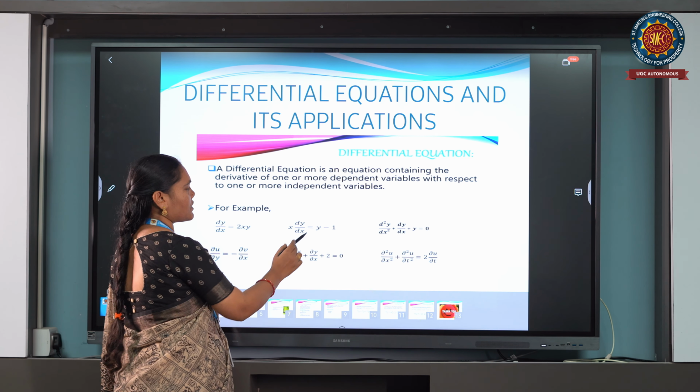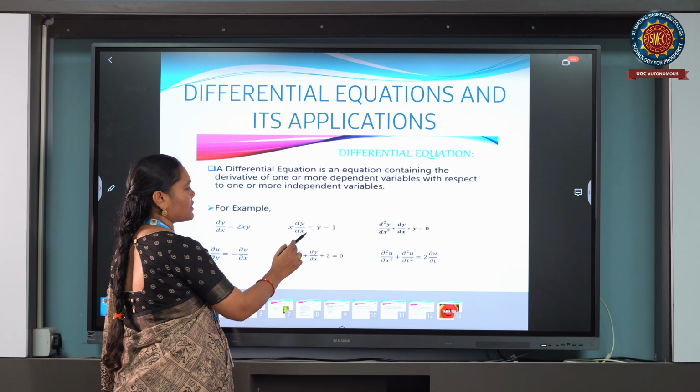Examples of ordinary differential equations are dy by dx plus 5y is equal to e to the power of x, and dy by dx plus dy by dt is equal to 2x plus y. Observe these two equations. In the first, x is the only independent variable. In the second example, t is the only independent variable. That is why these two are examples of ordinary differential equations.